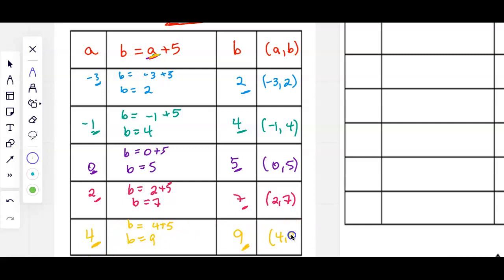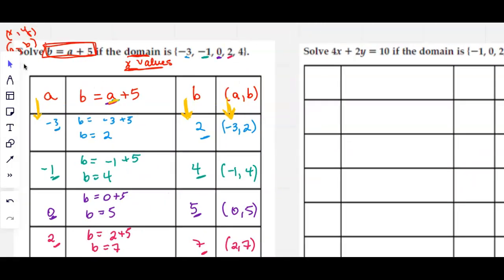There we go. So we took a set of domain and we plugged it in. They gave us this set of domain, our A values or our x values, and then we solved it for b, and then we take those two values and we write them like an ordered pair. Now for this next example, we're actually going to take these ordered pairs and graph them. So this is how our tables look today. We're just going to take a second and we'll move on to our next example.